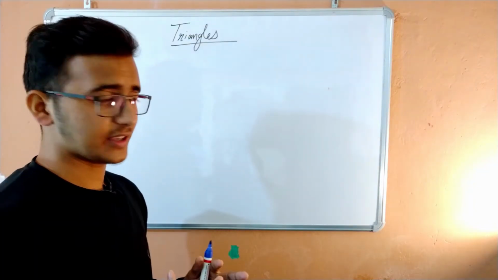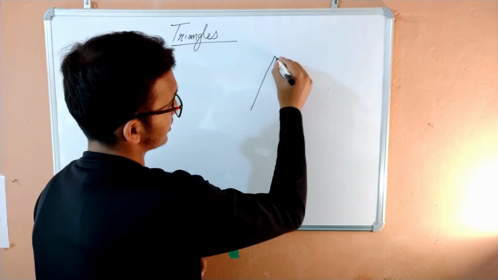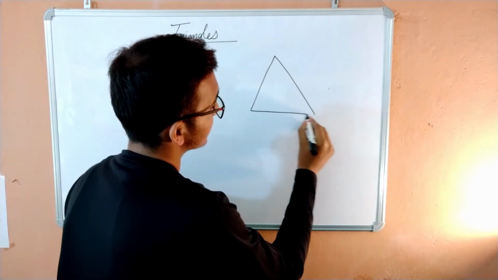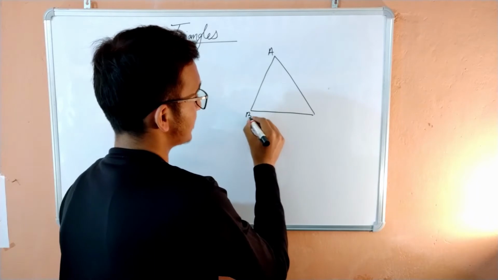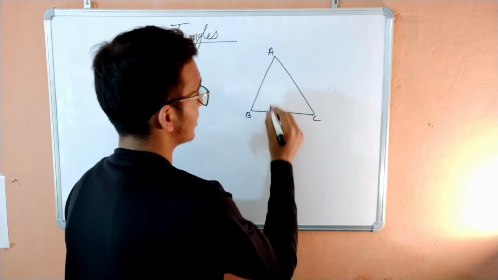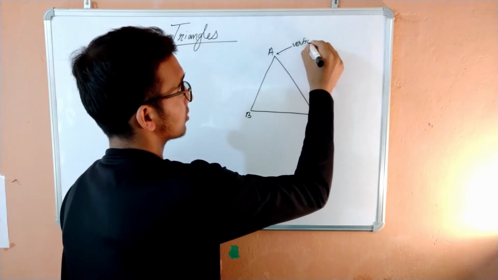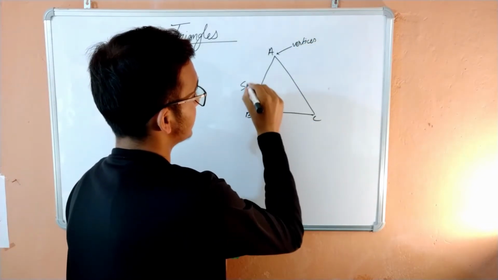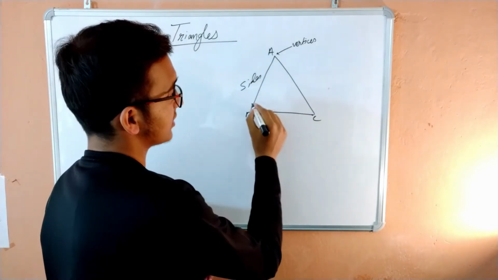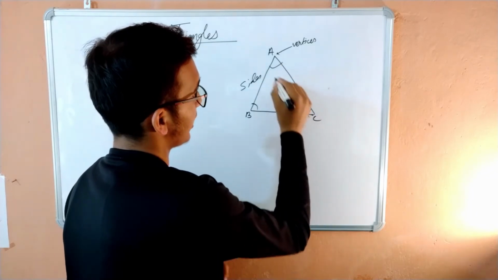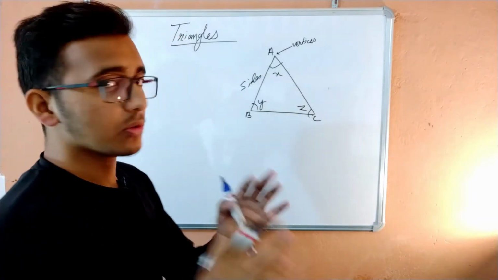Okay, so triangles. What are basically triangles? We all know a triangle is a closed three-sided figure which has three vertices. These are the vertices. Three sides, side 1, side 2, side 3, and three angles. Suppose this is X, this is Y, and this is Z. So what is a triangle?